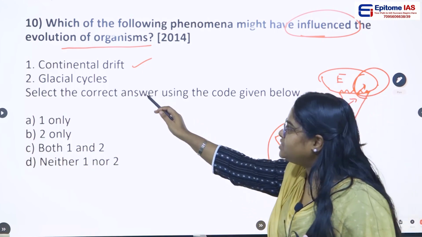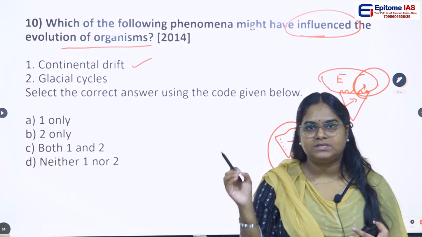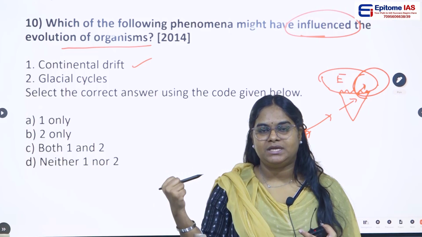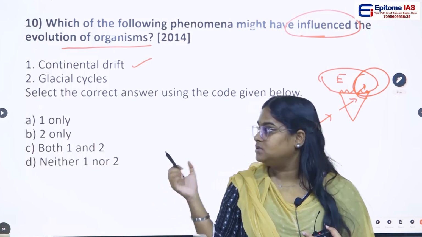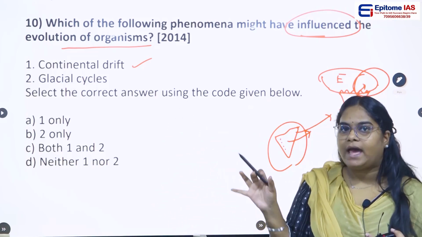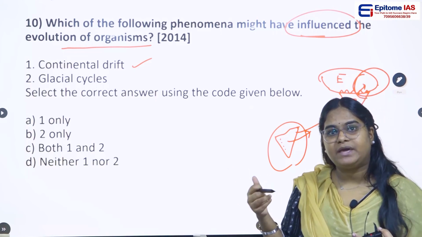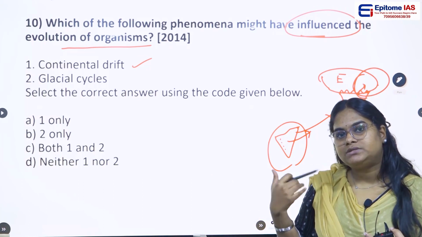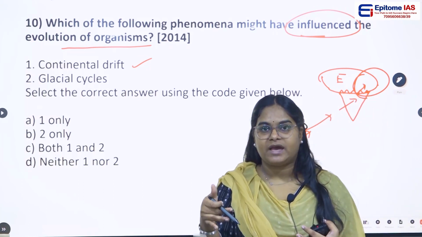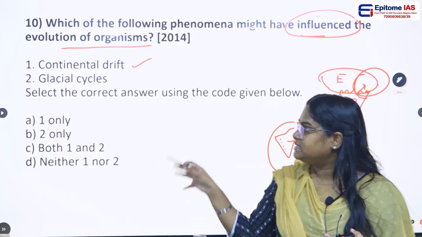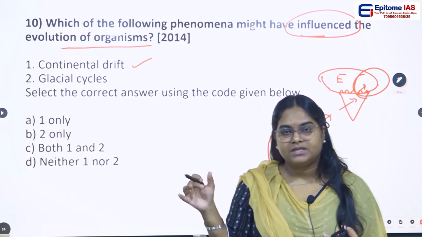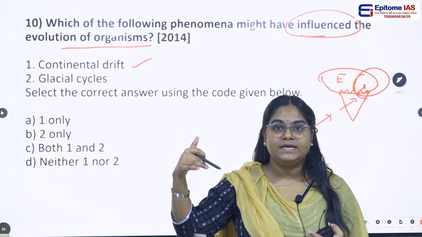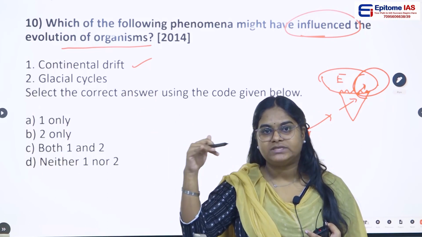Then second is glacial cycles. So what happens in glacial cycles? There are times when it is extremely cold, during the ice age, and some of the species became extinct during those periods. And let's say sometimes we have global warming and these glacial ices melt and mix with the sea water, and it will also lead to an increase in the sea level.